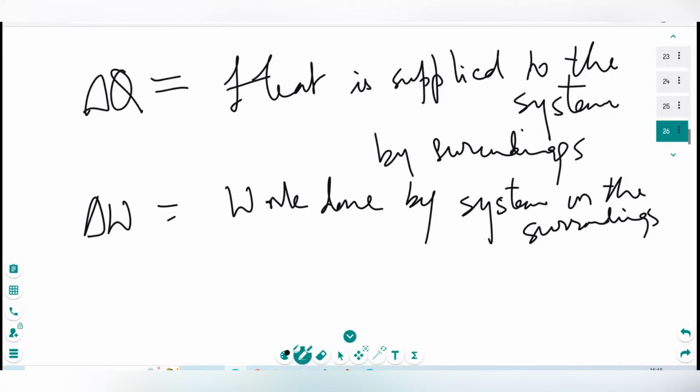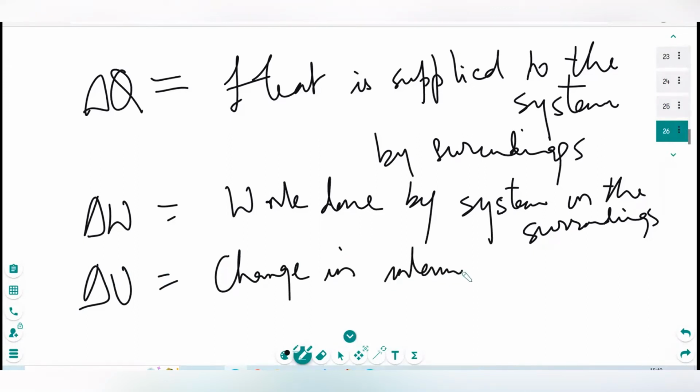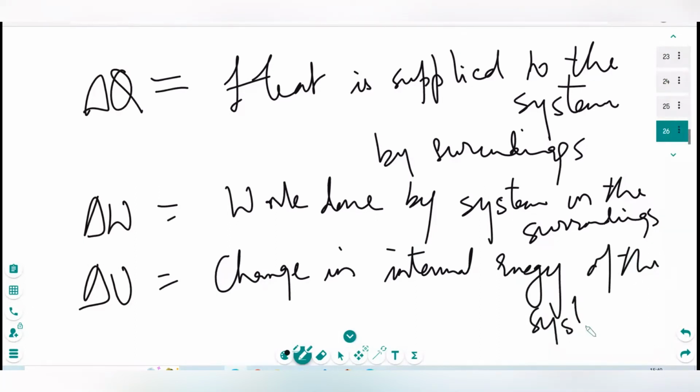You should know this very nicely, because when it is vice versa, when work is done by the surroundings on the system, I have that as minus W. Work done by the system is plus, and work done on the system is minus. And U is the change in internal energy of the system. Very important.